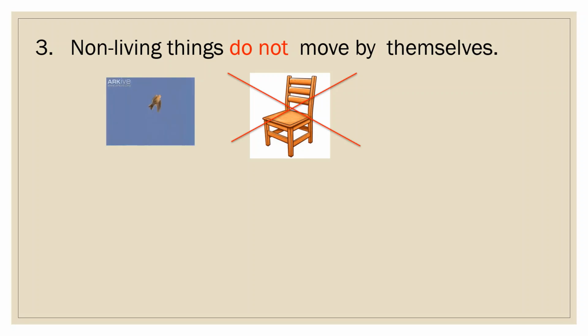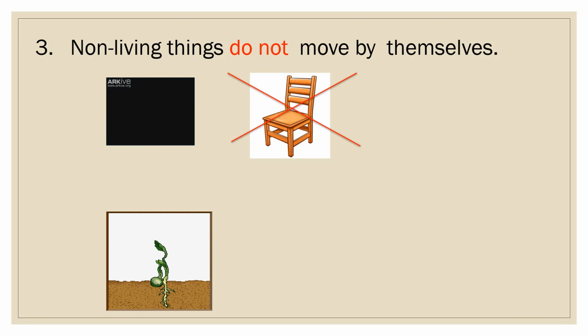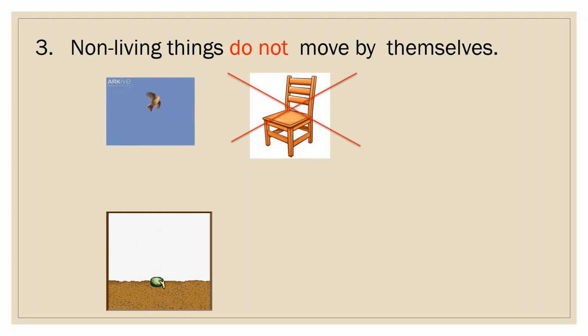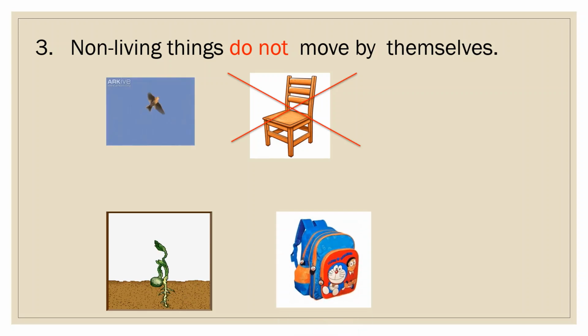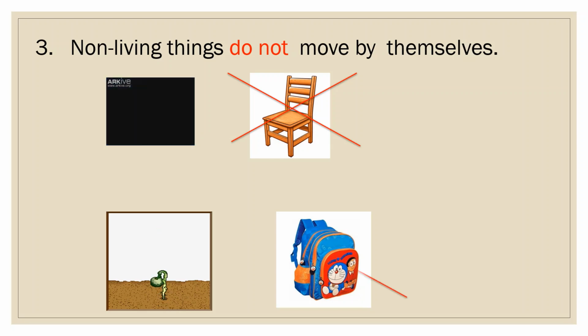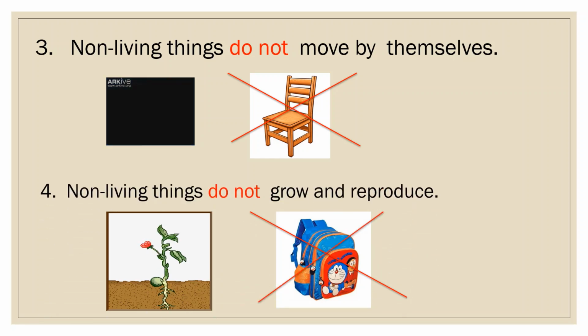Next, observe the picture, children. What has happened to the seed? Here, the seed has grown into a new plant. Will the same thing happen to the bag? No, because the school bag is a non-living thing and non-living things do not grow and they do not reproduce.